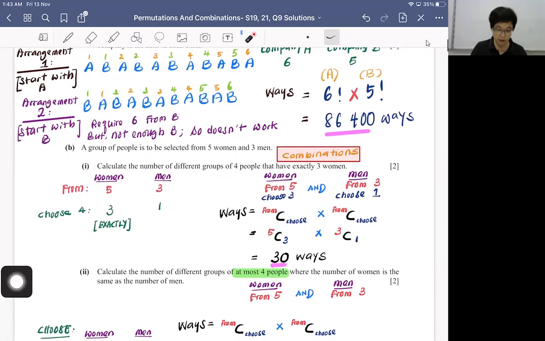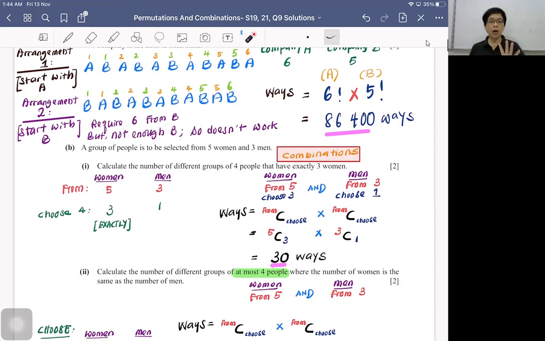Okay, this time we no longer deal with television, but let's read the question. A group of people is to be selected from 5 women and 3 men. Okay, so what we're going to do is figure out which 2 we are going to use. All right, let's read the question first. Does the order matter or does the order not matter? Part 1, calculate the number of different groups of 4 people that have exactly 3 women.